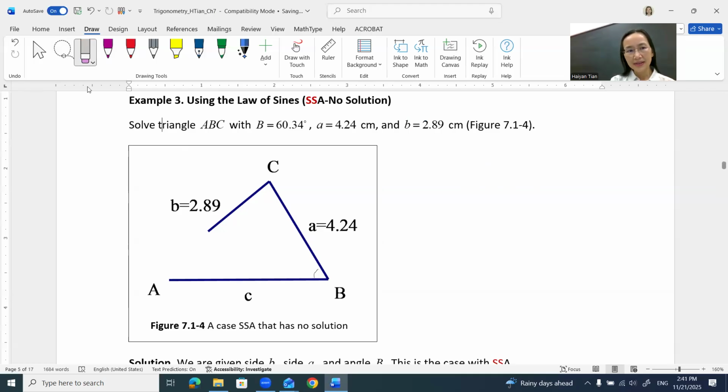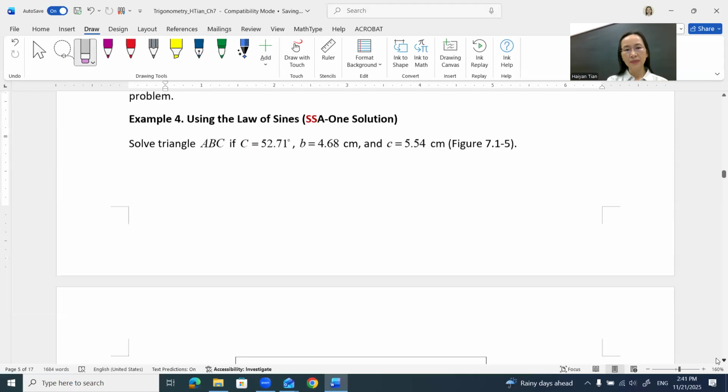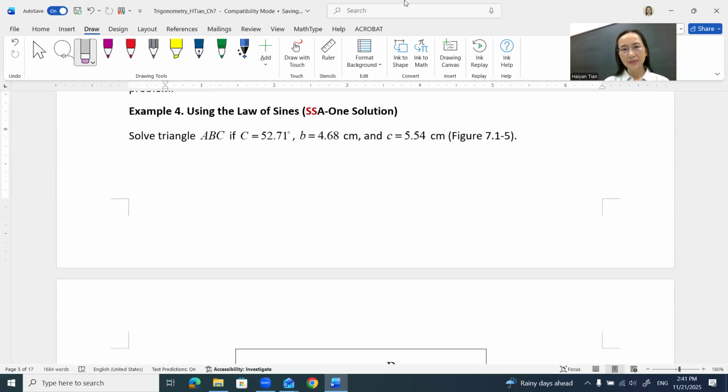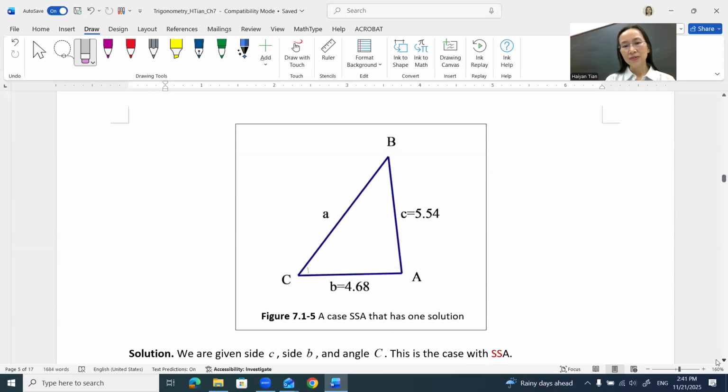So next example, we will still look at a side angle. So this is another problem where we're given again side angle. So let's see, this time we know the sides B and C, and capital C angle. So let's see the picture. The picture shows that we know the C and the B and this angle.